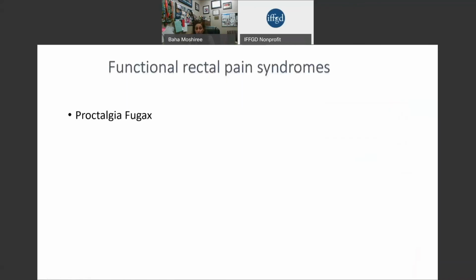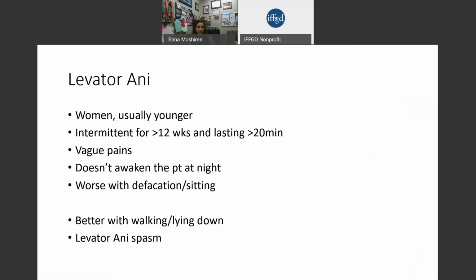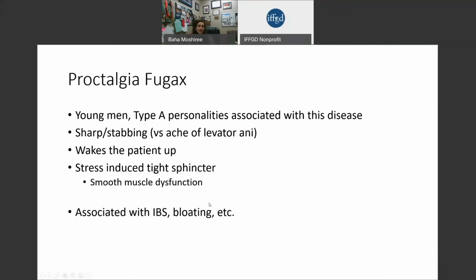Now, for the functional rectal pain syndromes, this is proctalgia fugax and levator ani syndrome that we'll talk about. Levator ani syndrome happens more in women, usually younger women. It's a rectal pain that's intense. It can happen intermittently for 2 weeks, and it can last over 20 minutes at times. It's a vague, dull type of pain. It doesn't awaken the patient at night most of the time, and it worsens when the patient is sitting or defecating. Usually walking and lying down helps it. This muscle in the rectum spasms, and that can be very painful.